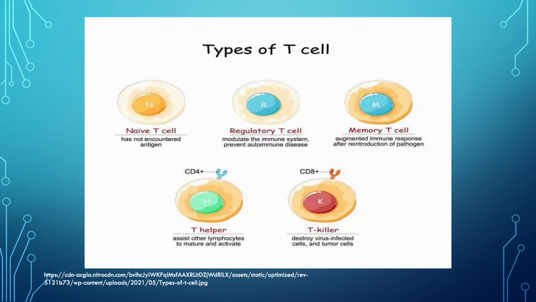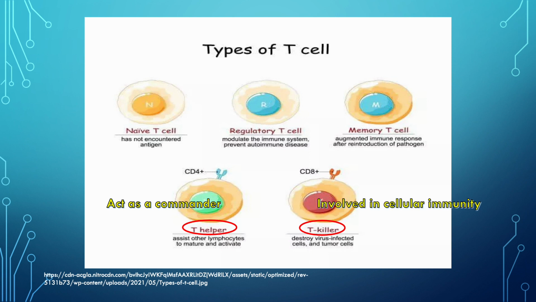There are various types of T cells, and helper T cells and killer T cells are the main types. Helper T cells act as a commander by responding to antigenic stimulations and regulating the function of other immune cells. Killer T cells are involved in cellular immunity that kills and eliminates viruses, infected cells, and tumor cells. As such, T cells play a critical part in immunity to foreign substances.